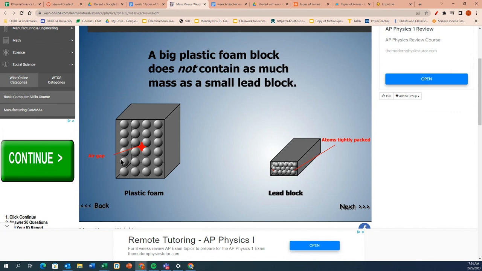So here we have a plastic foam block and there's an air gap in between. Particles are big, and in a lead block, notice that the atoms are tightly packed together. This is supposed to show us the atoms. You can see that they are spaced further apart in the plastic foam block, whereas in the lead block, they're really close together.